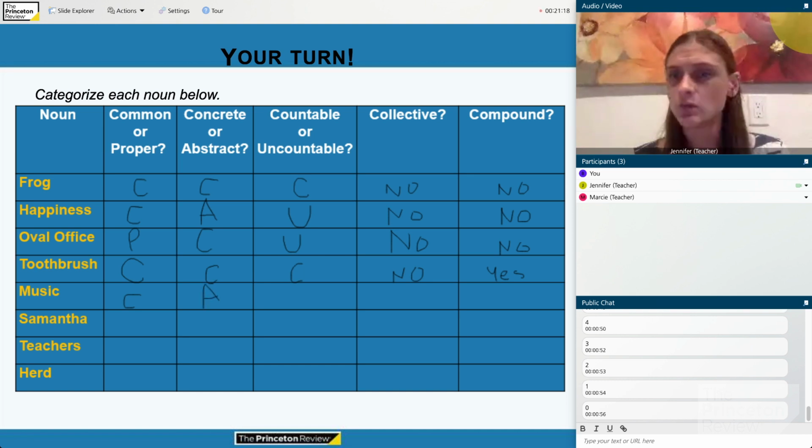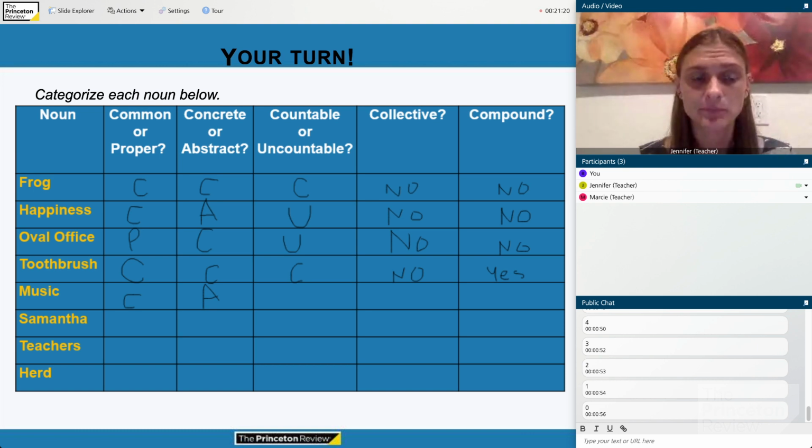And can you count music? The concept of music. You can't count the concept of music. So it's uncountable. And it is not collective because you're only referring to the one thing. And it's not compound. It's not made up of two or more words.